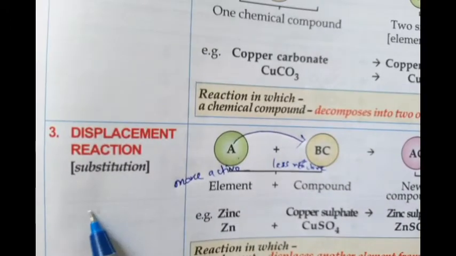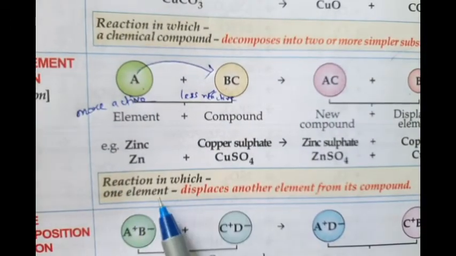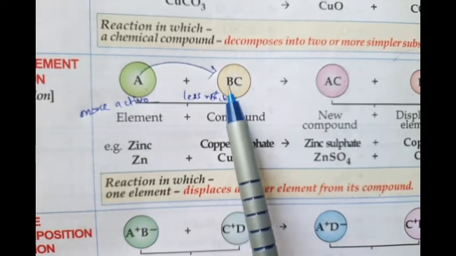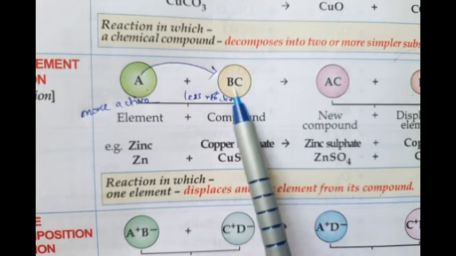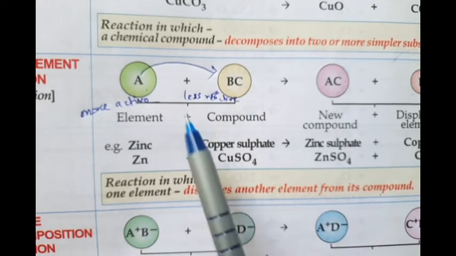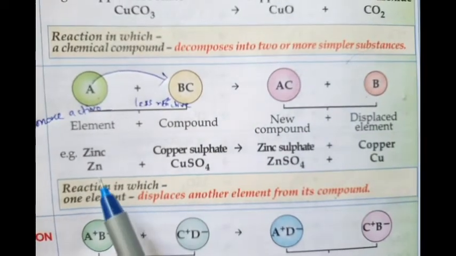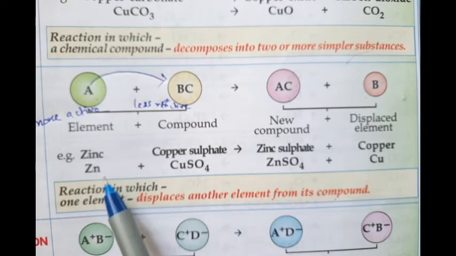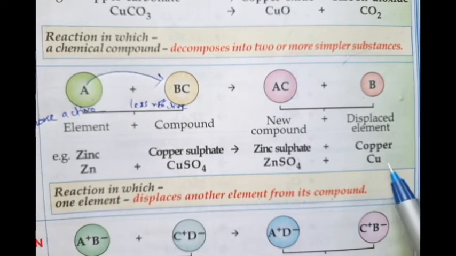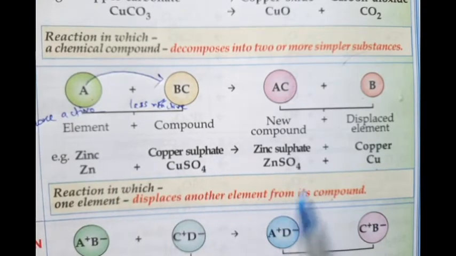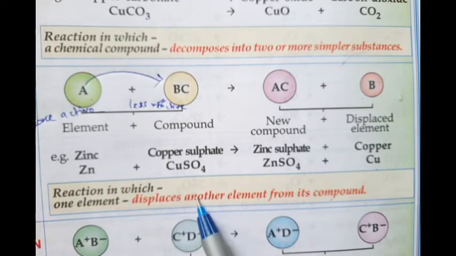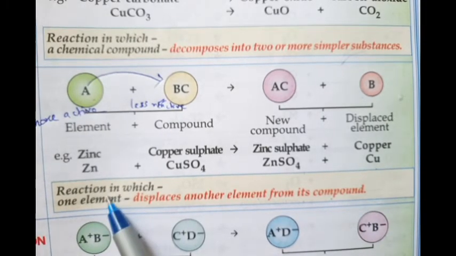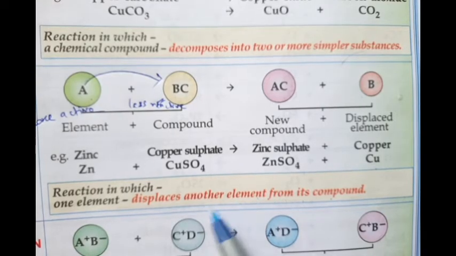So what is displacement or substitution reaction? These are those reactions in which one element displaces the other element from its compound. One element will displace another element, in this example B, from its compound BC. So this is the general example. Now the particular one you can see here, zinc is more reactive than copper. So zinc will displace copper, whereby copper will come out and you get zinc sulfate out here. So this is the reaction in which one element displaces the other element from its compound. And the one element which displaces is more reactive, and the other element which gets displaced is less reactive.